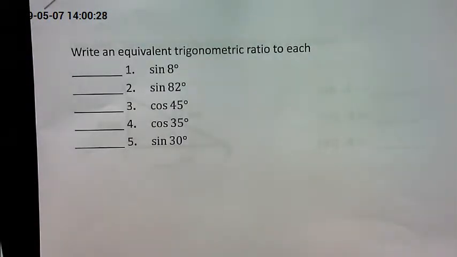So, the first problem that I put up here, we have different parts given to it. Sine of 8, sine of 82, cosine of 45, cosine of 35, and sine of 30. We want an equivalent trig ratio for each one of those. So, how do we identify an equivalent trig ratio for each one of those?